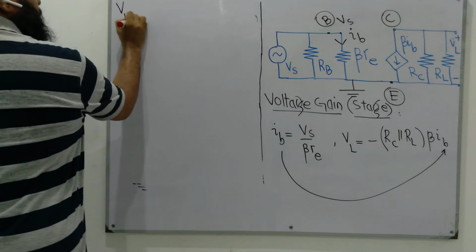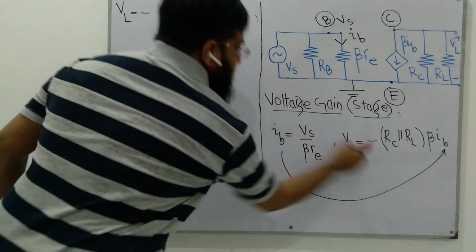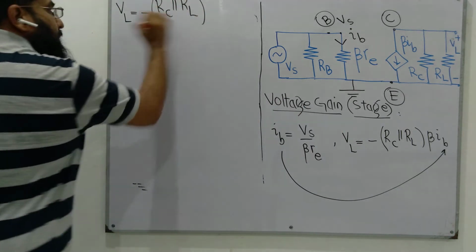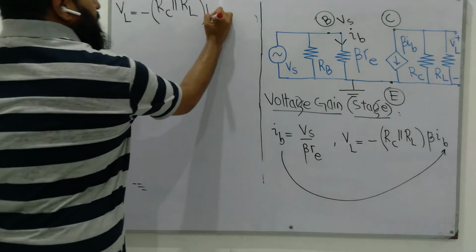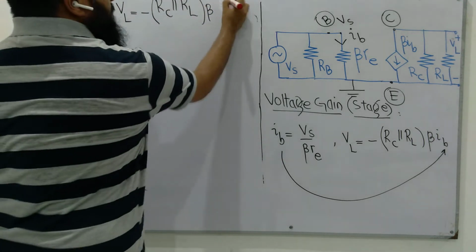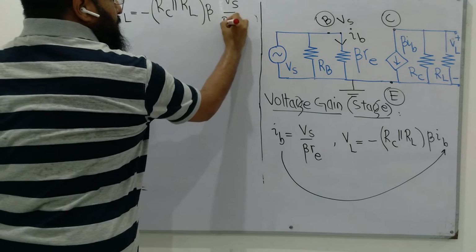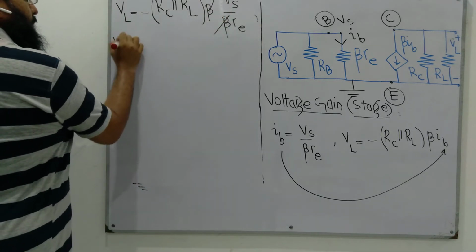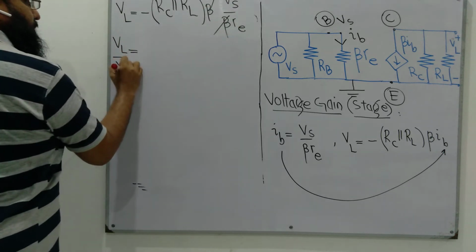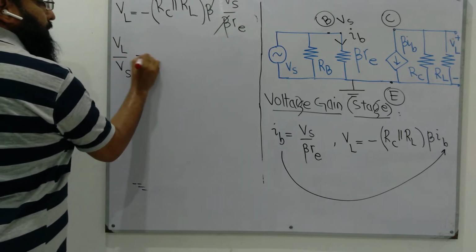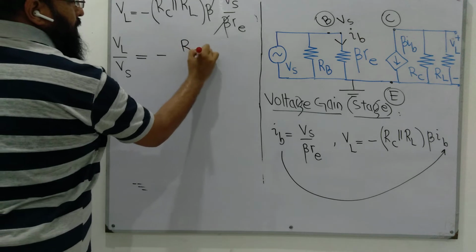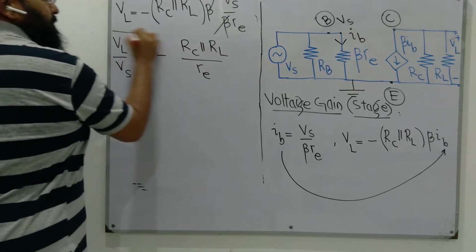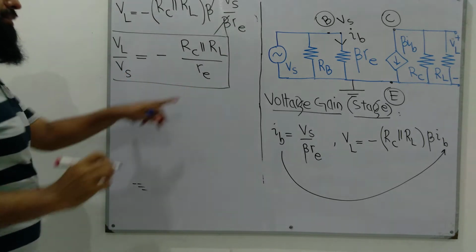the expression for VL becomes minus RC in parallel with RL times beta times IB, which is VS over beta RE. This beta cancels with this beta, and if you divide VS here, the ratio VL over VS becomes minus RC in parallel with RL over RE, the small r, the junction resistor.